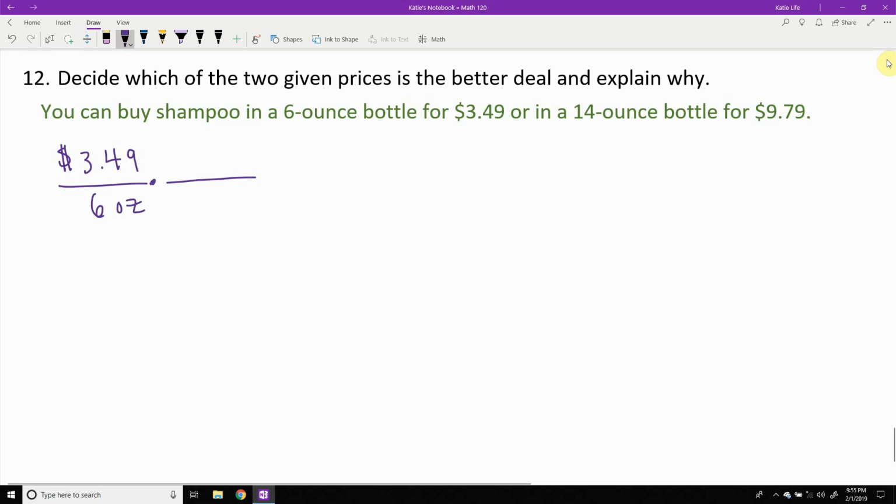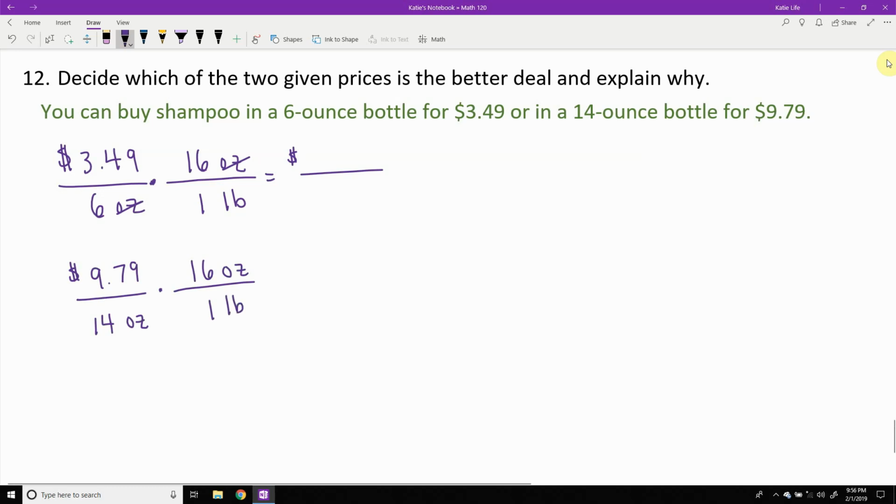I know that there are 16 ounces in 1 pound. So I could transform this quantity into the price per pound. And I could do the same thing for the 14-ounce bottle. It is $9.79 for a 14-ounce bottle. If I transform this into price per pound, I can very easily then compare these two shampoo bottles.